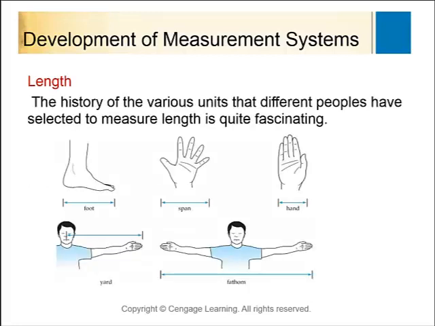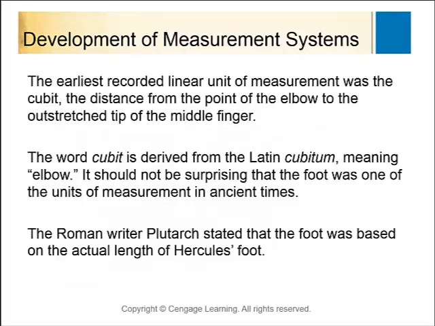Length, we have all kinds of crazy measurements for length. A foot, a hand, we still measure horses in hands, yards. This is how these different measurements were developed, and you can notice that this would depend on what size you were as to how big a foot was. So what we started to do is try to get some sort of uniformity in these different measurements.